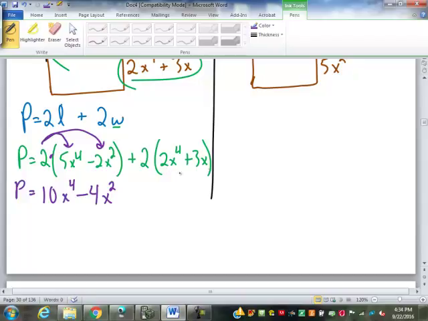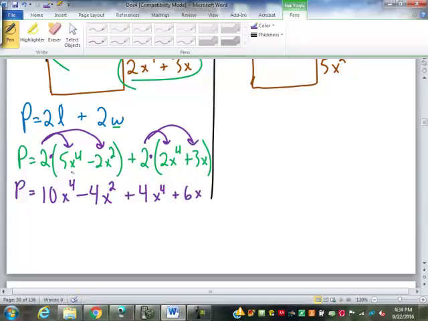My next set of parentheses here, is there anything I can combine inside of them? No. Anything I can do to them? Times the 2. So 2 times 2x to the 4th. It's a positive 4x to the 4th. 2 times 3x, positive 6x.